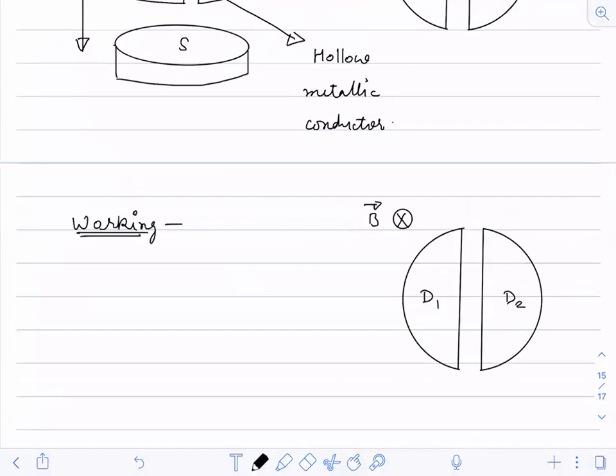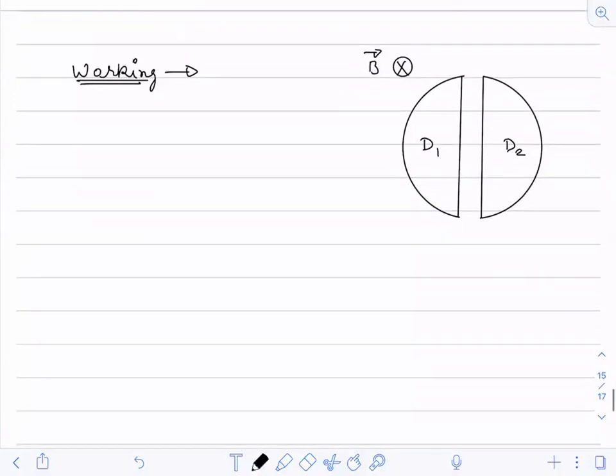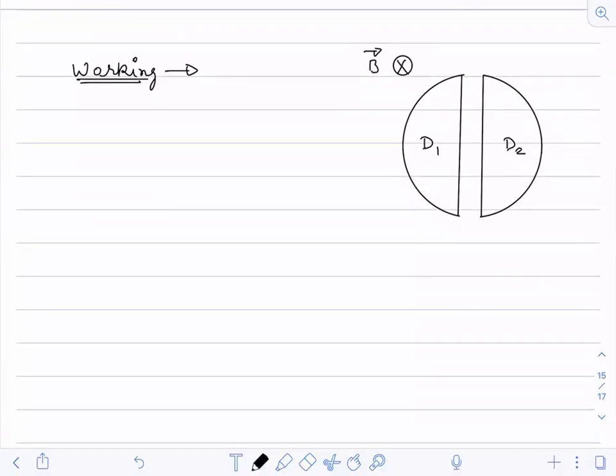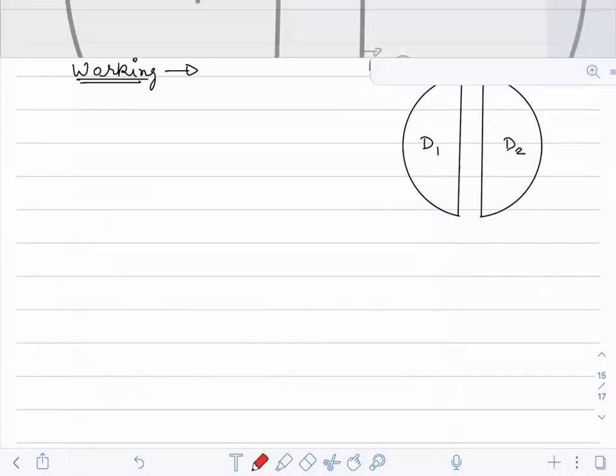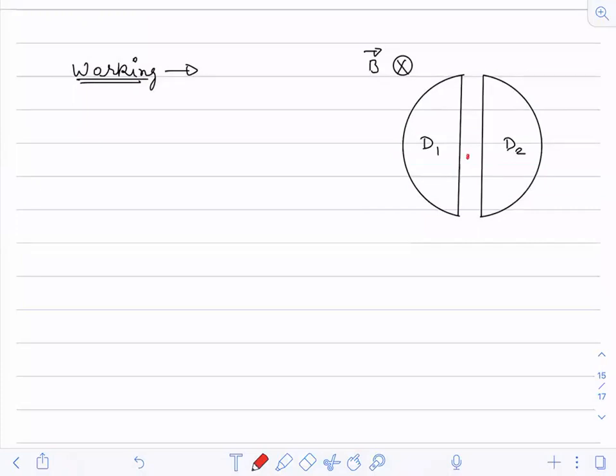Now we are going to see the work. Now what we need from this cyclotron is that we have to increase the velocity. I have to accelerate the particle. So what you are going to do now is project a particle here, at this point, with v velocity in this direction.